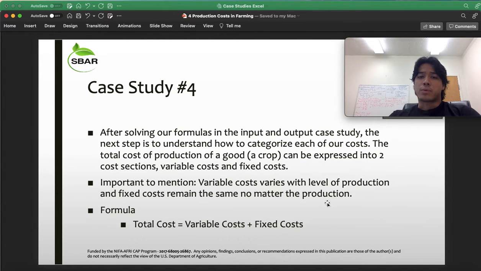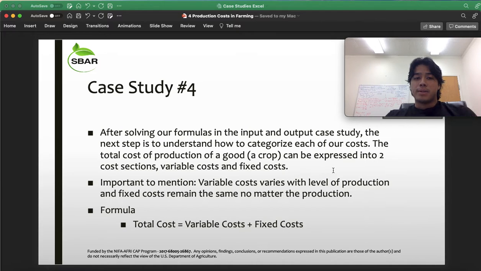So after solving our formulas in the input and output case study, the next step is to understand how to categorize each of our costs. It is important to mention that not all costs are the same or will be considered to be the same. This is going to affect the total cost of our production.